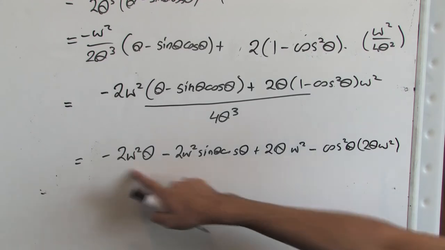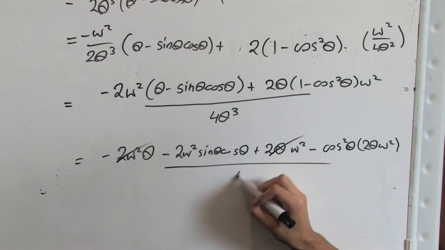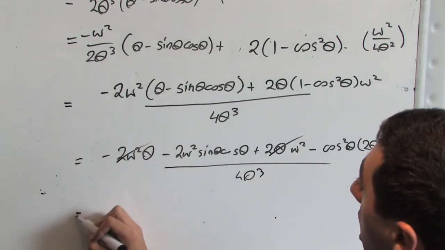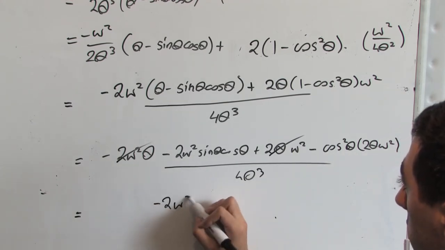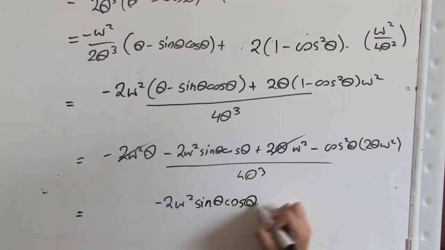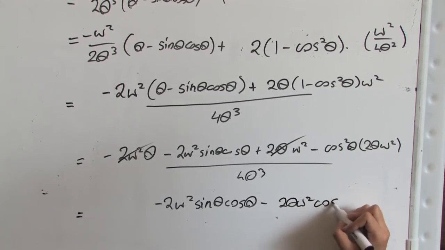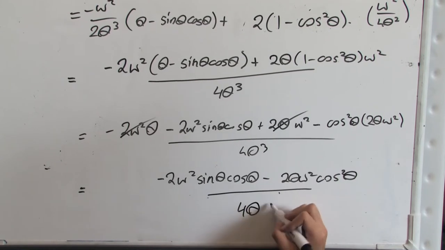Take a look here. These two will cancel out, so we cross them off. We'll have the denominator of 4 theta cubed. Now we're left with minus 2w squared sine theta cos theta minus 2 theta w squared cos squared theta, all over 4 theta cubed.